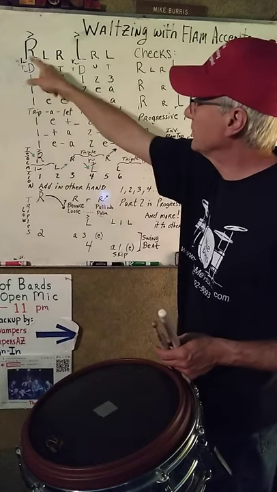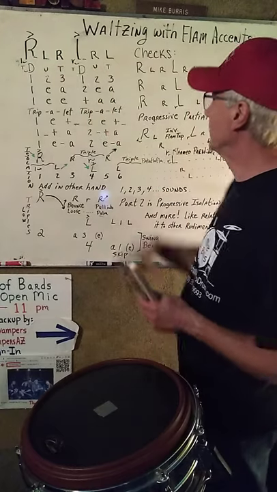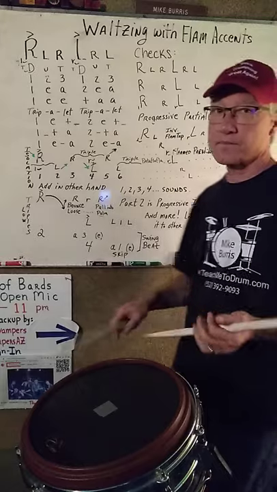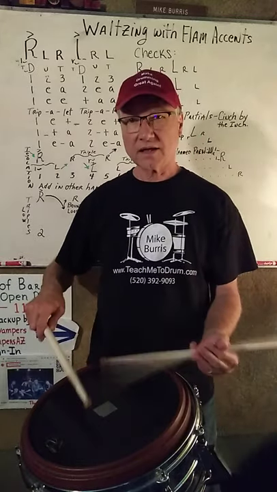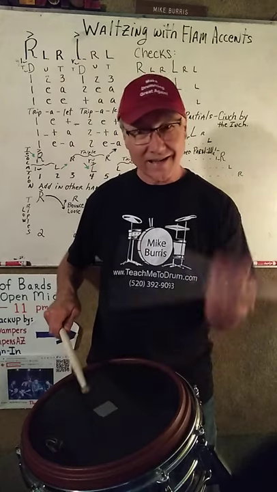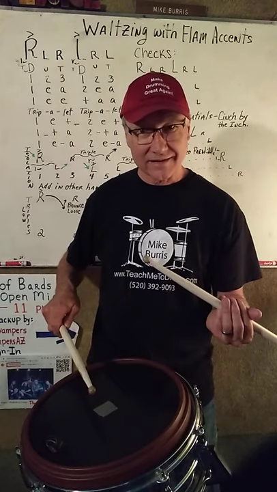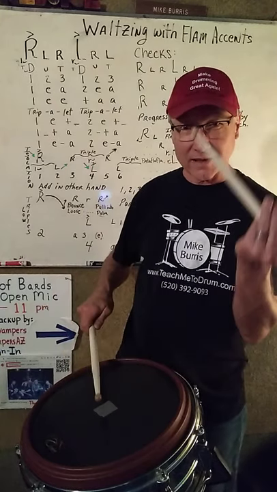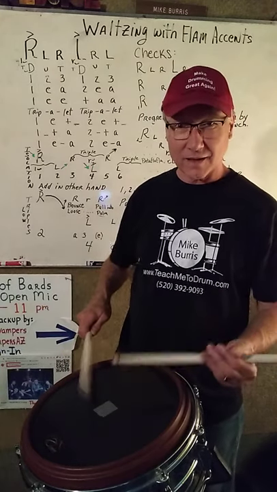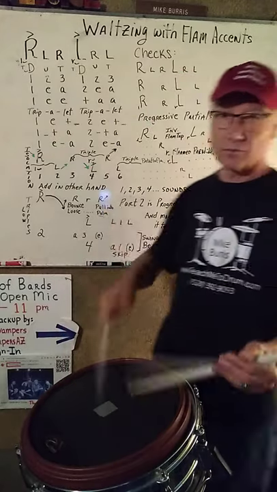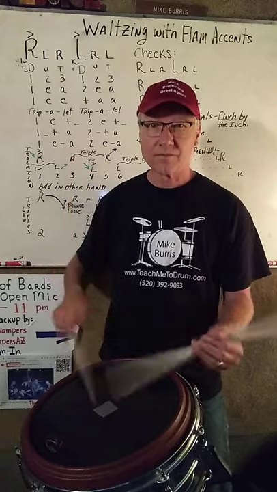Pata fla fla. Pata fla fla. So then you'd add this little right. Right, left, right, left, right. Right, left, right, left, right. Right, left, right, left, right. Right, left, right, left. There's the flam. Right, left, right, left, right.